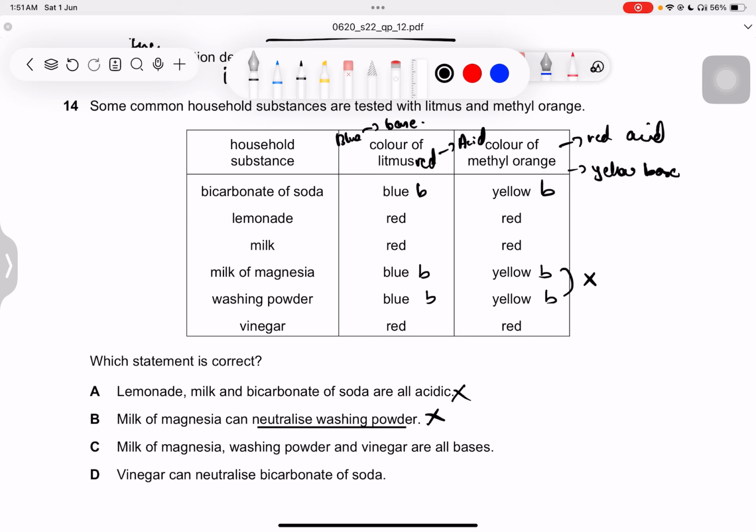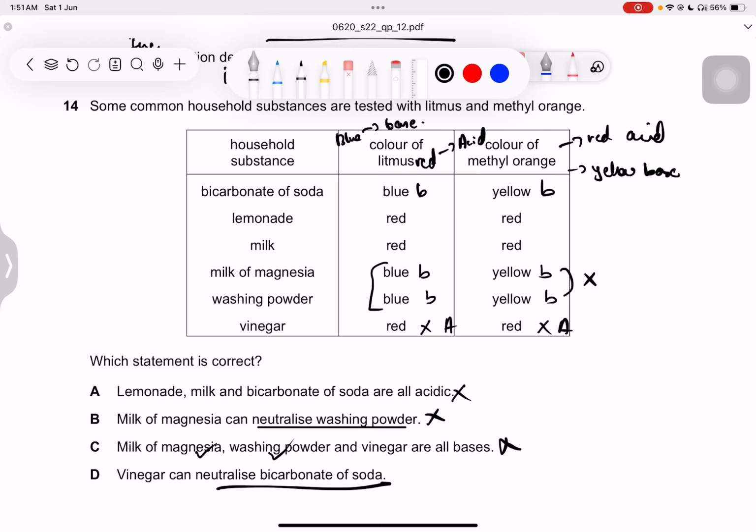Next, milk of magnesia, washing powder, and vinegar are all bases. As for milk of magnesia and washing powder, we know they are bases. For vinegar, it turns litmus red, and methyl orange also red. So it is not a base. Oh, so it is an acid. So incorrect.